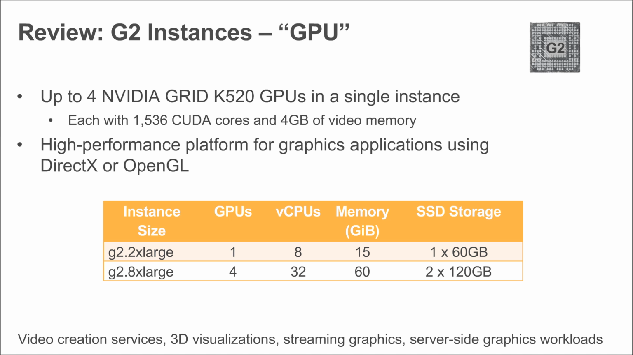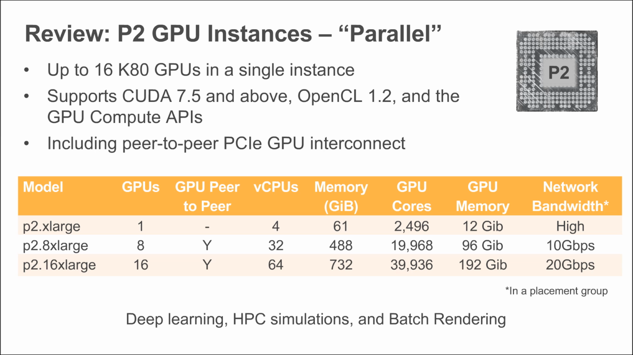These GPUs, they're best suited for workloads like media rendering, and they're capable of encoding up to 8 real-time high-definition streams at 720p, or 4 of them at 1080p. They're also really useful for engineering or graphics-intensive 3D applications that are using DirectX or OpenGL. But the G2 instances shouldn't be confused with our latest generation of GPU instances, which we launched just a few months ago, called the P2.